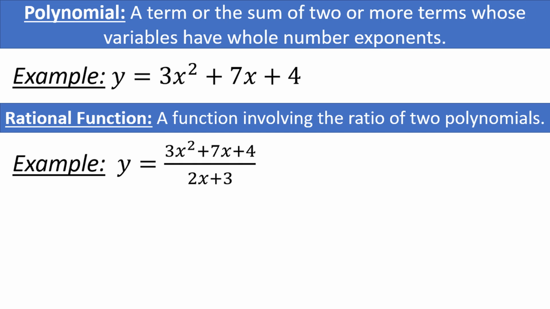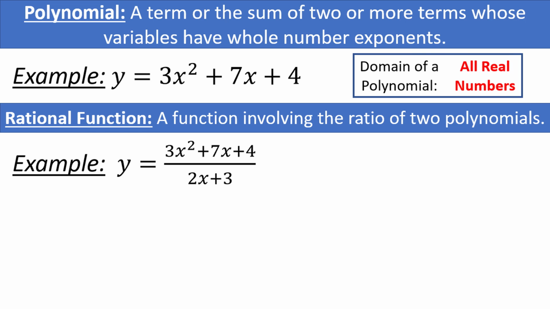A nice fact about polynomial functions is that the domain, the possible values for x, will always be all real numbers. There is no restriction on what values for x can be plugged into any polynomial. That's not the case with rational functions.